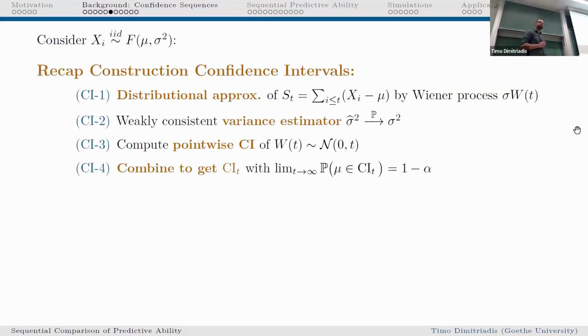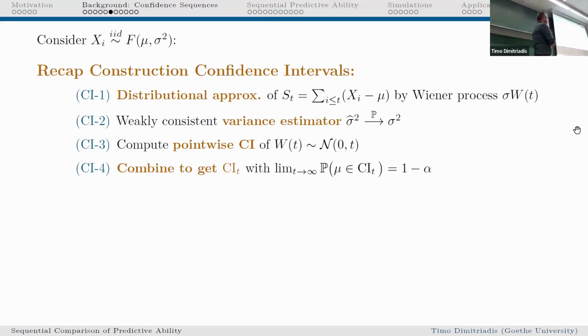All right, now maybe let's discuss how we can actually construct such a confidence sequence. In order to start easy, let's see how we construct confidence intervals in the classical sense. We look at the partial sum S_t, and we approximate that by a CLT, by a Wiener process sigma W, where sigma is the standard deviation. You could also put it there at the S_t. Then we need to estimate that variance.